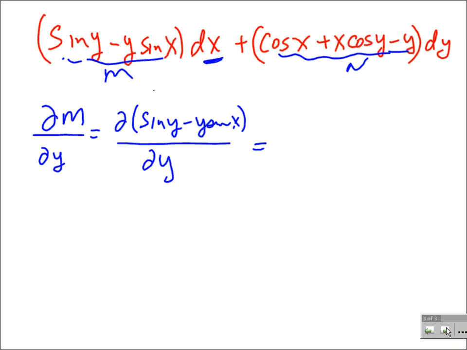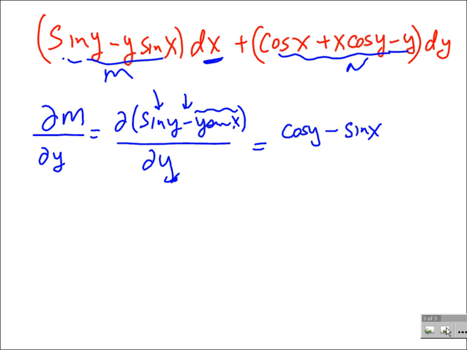With respect to y, the derivative of that is cosine of y minus. With respect to y, the derivative of that, well, that's just a constant times y. Y times sine x is sine x times y. The derivative is just the constant sine x, when we're taking the partial with respect to y.